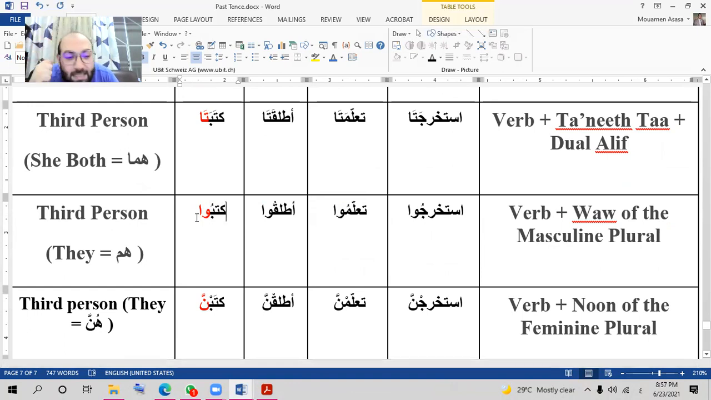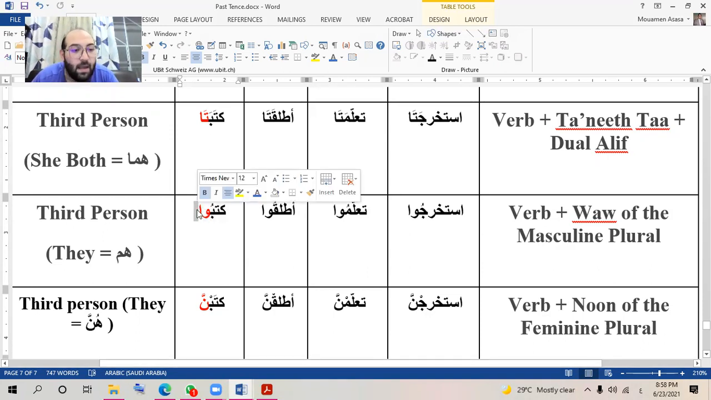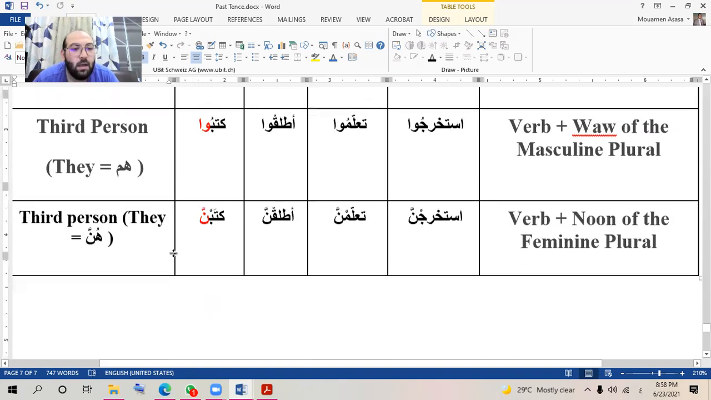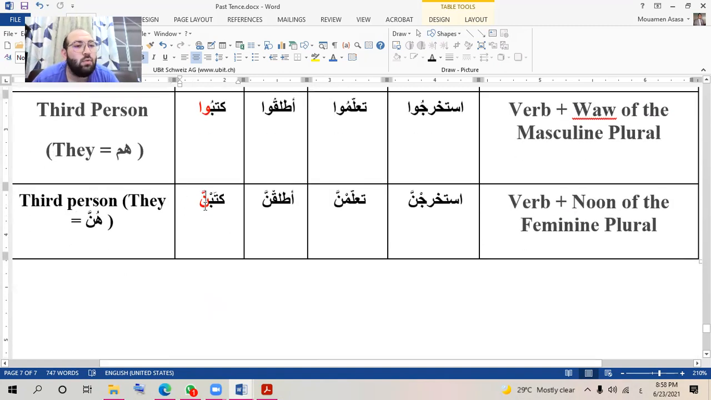So when you see katabu, I'm speaking about the past tense. There are some verbs in imperative, like ya ayyuhalladhina amanu aqimu as-salata, ya ayyuhalladhina amanu sumu. This is imperative. I'm talking about the past tense. When you see waw and alif, that means they are the doer. They, third person, waw and alif. Okay, if it's female, only noon, katabna, katabna.